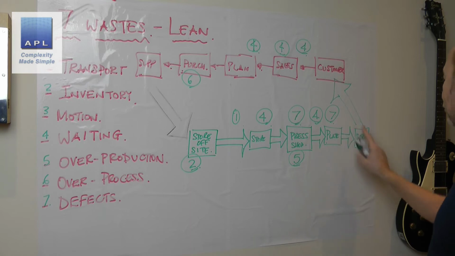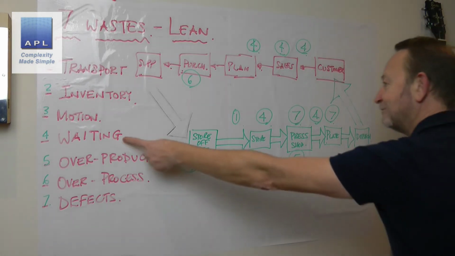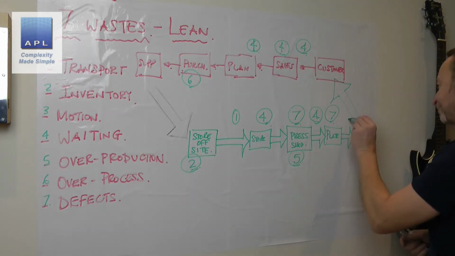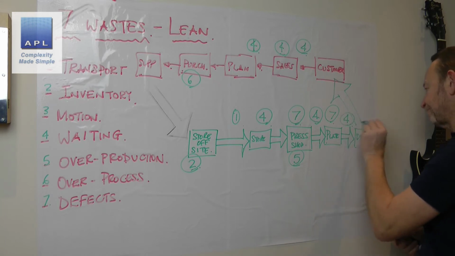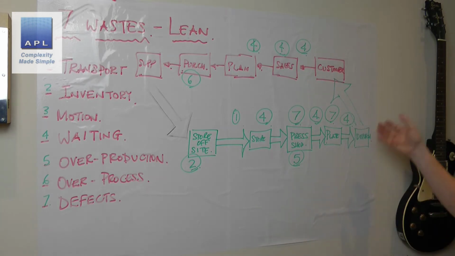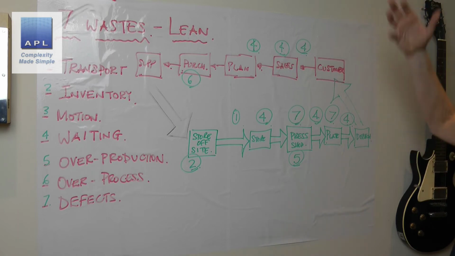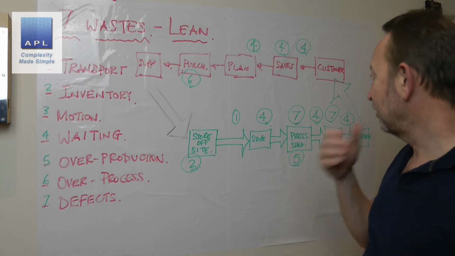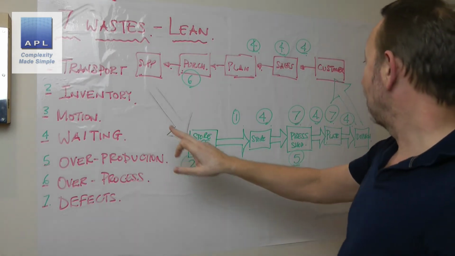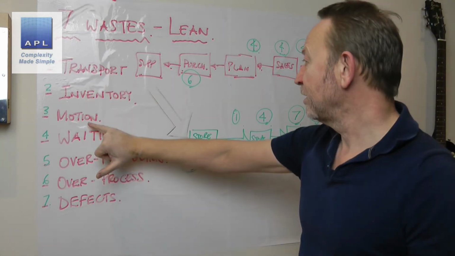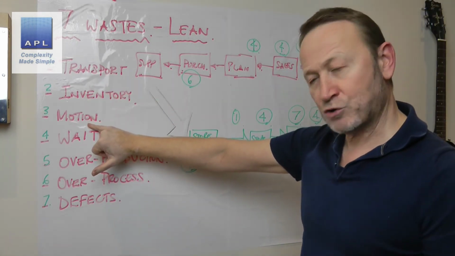What do we do? Well, goods arrive. They sit. Typically they're in a queue. We're waiting. Finally, we pack it, dispatch it, goes to the customer. What did we have? Did we have them all? Well, we had one, we had two. Now what we didn't have was too much motion.